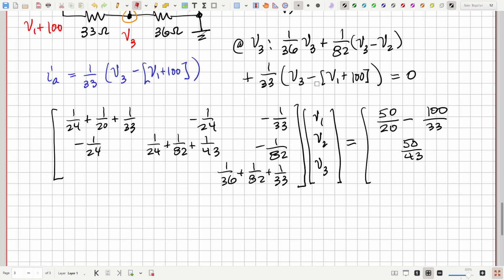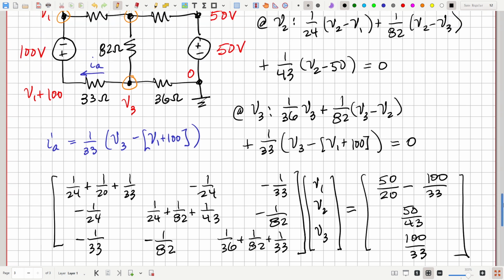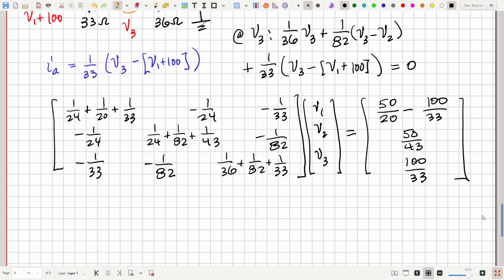How about V1? Minus 1 over 33, which is symmetric with that one in the upper right. Minus 1 over 33. How about V2? Minus 1 over 82, again, by symmetry. There we go. And the right-hand side, what do we got? Constants. Minus 100 over 33 on the other side becomes plus 100 over 33. So there's our system. Solve that for V1, V2, and V3. And we're all set.